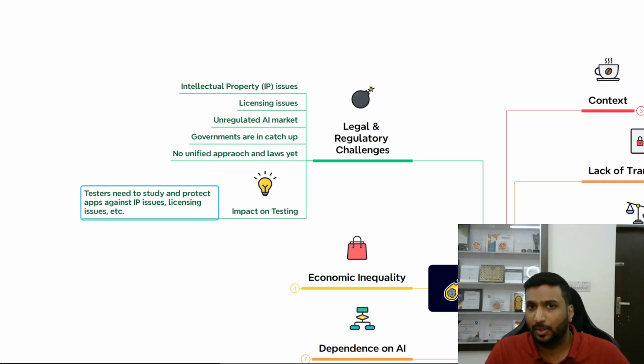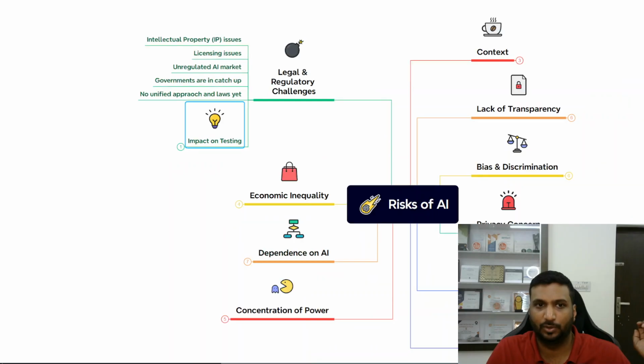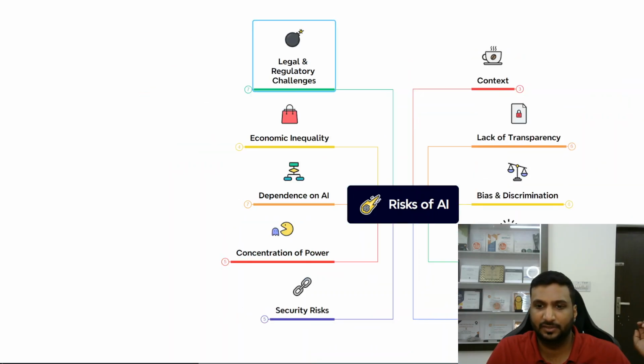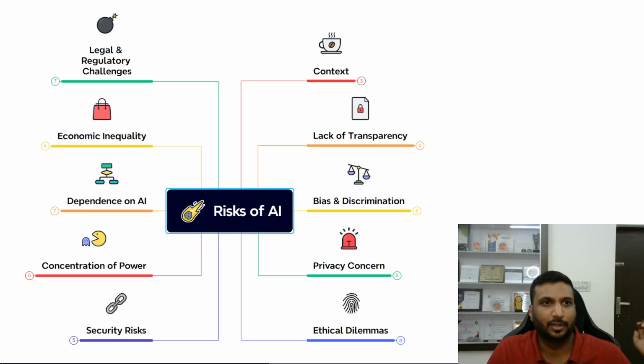The impact on testing that I see is that testers now need to study these IP issues and licensing aspects. If their team is using AI, these are potential risks that testers can highlight or evaluate, and protect their team or apps against such issues. The first thing is being aware of all this, then learning, and then helping the team. So that's about it. These are the risks of AI that I have learned today, and I thought to blog them.